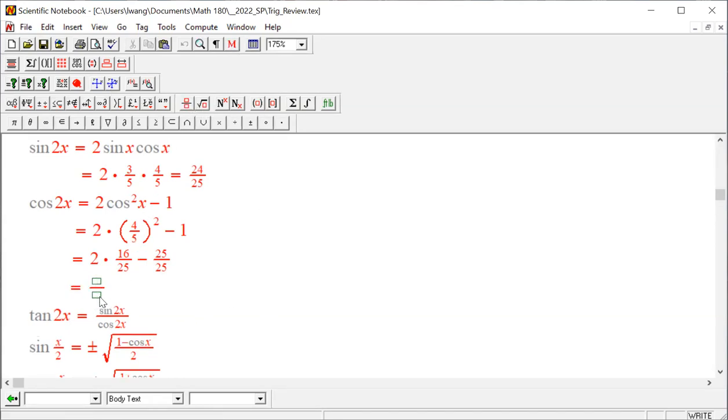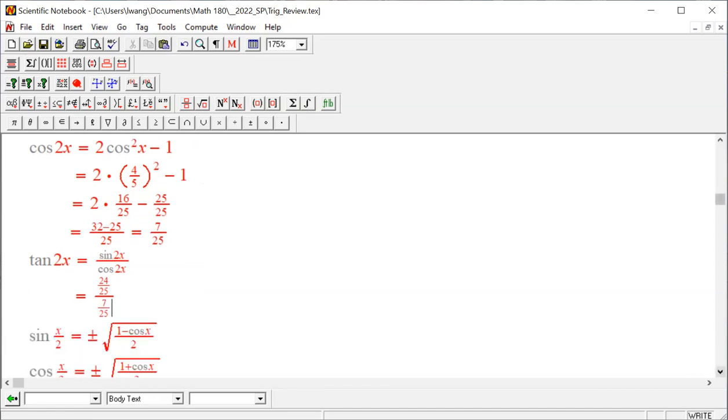We have the common denominator, which is 25. 2 times 16 is 32. 32 minus 25, that's 7. So 7 over 25, right? And for tangent 2x, we just have to substitute what we got: sine 2x equals 24 over 25, and cosine 2x equals 7 over 25.